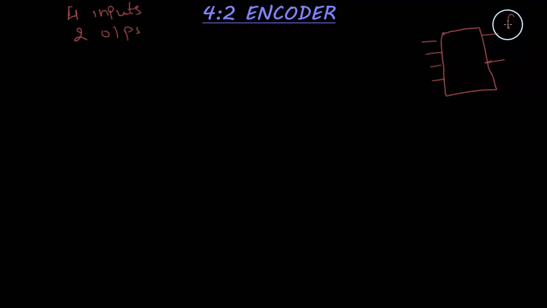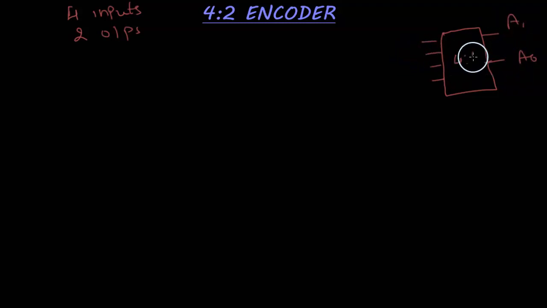Let us start with a simple 4:2 encoder. Here we can see that we have 4 inputs and 2 outputs. So let's draw the block. We have 4 inputs and 2 outputs, A1 and A0, as my outputs.